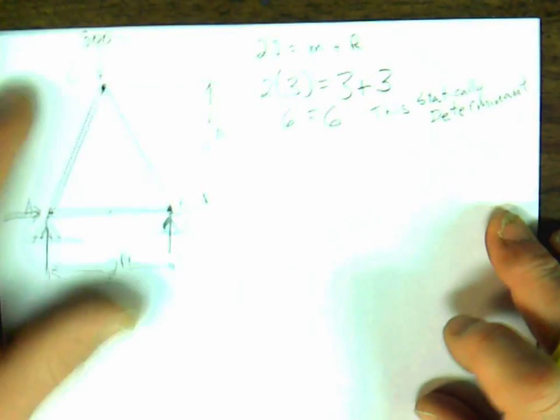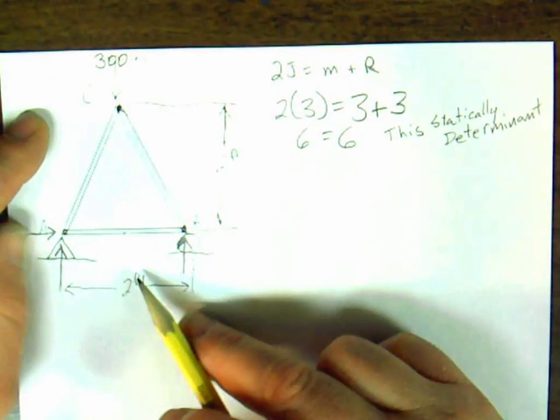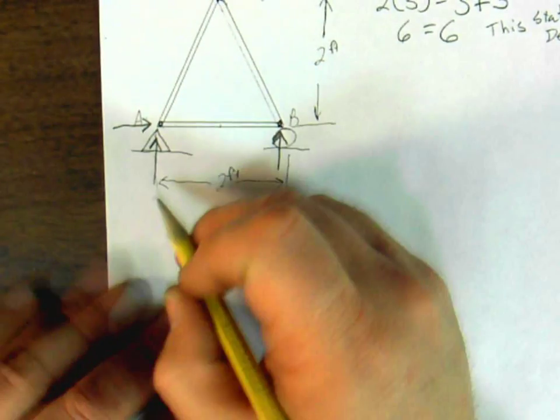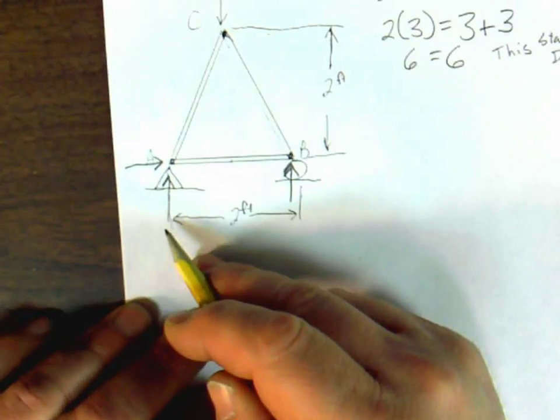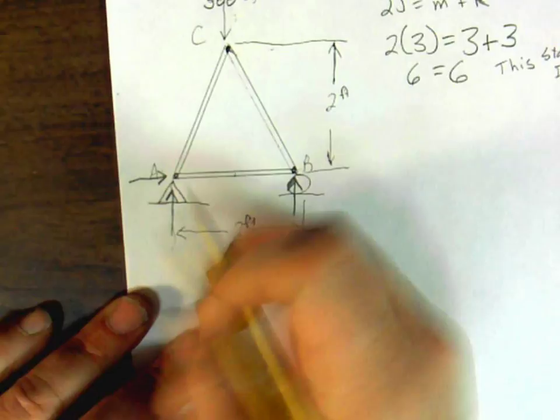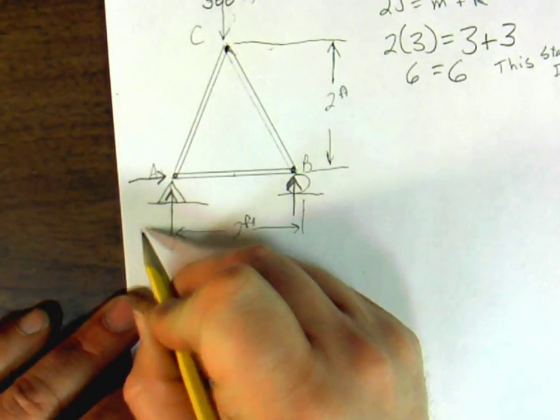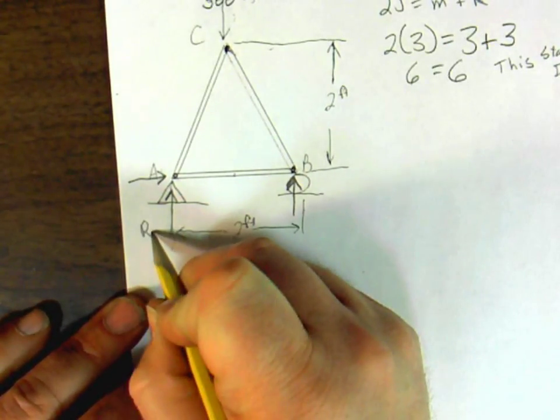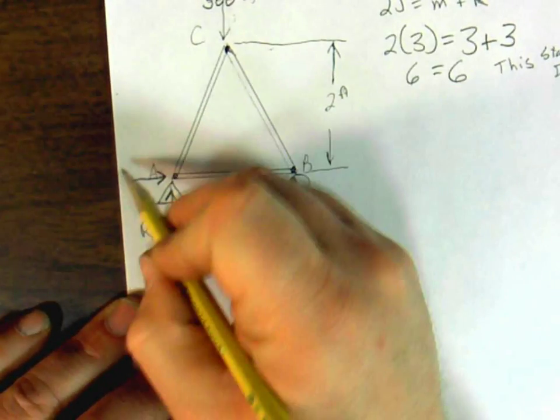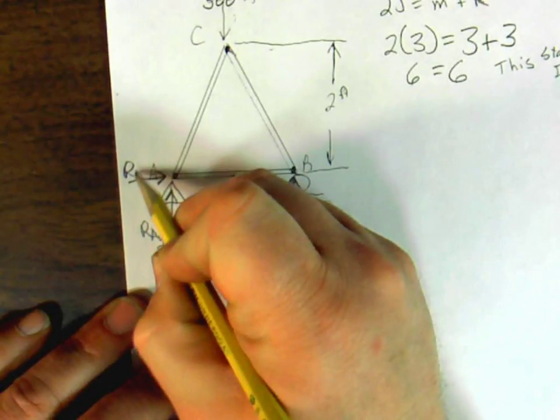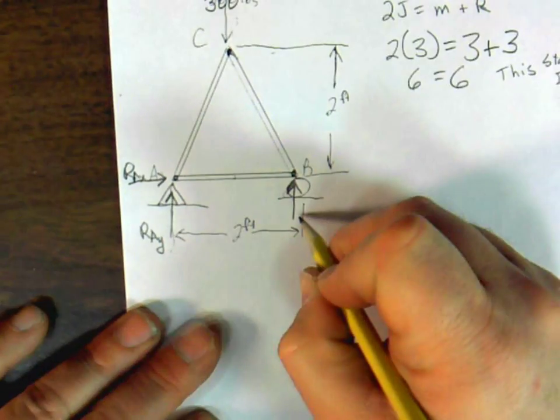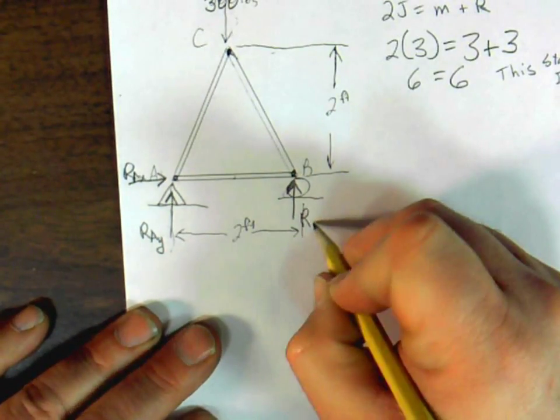So now, as we look at this, we're going to break this up, and I'm going to relabel these particular forces. We've got the reactionary force here, and this is point A. I'm going to label this as a reactionary force at joint A in the Y direction, and this is going to be a reactionary force at joint A in the X direction. Here, this is my reactionary force at joint B in the Y direction.